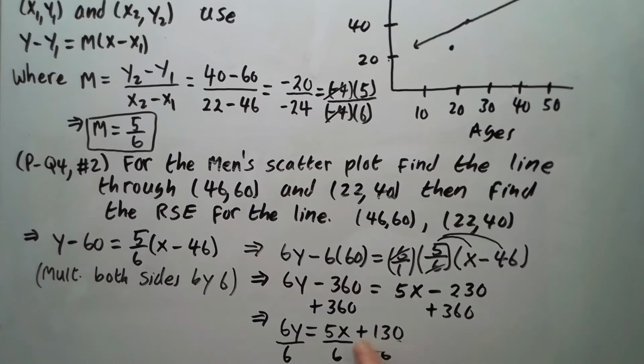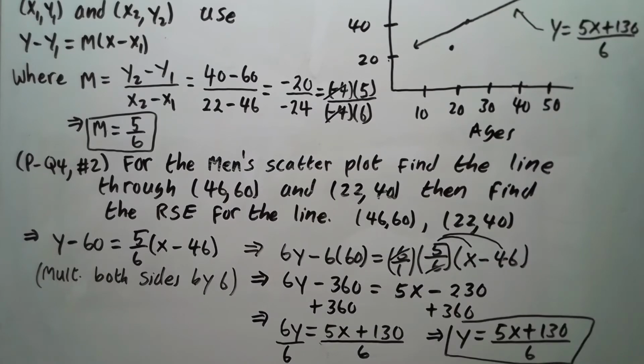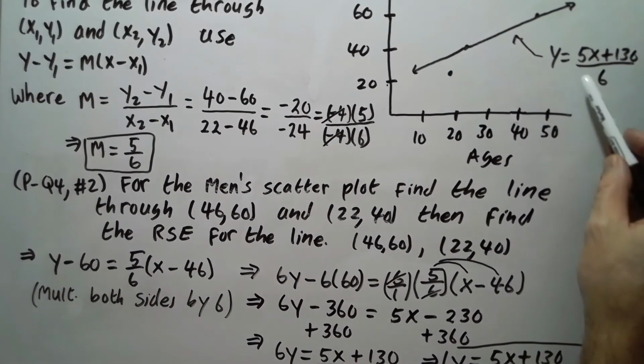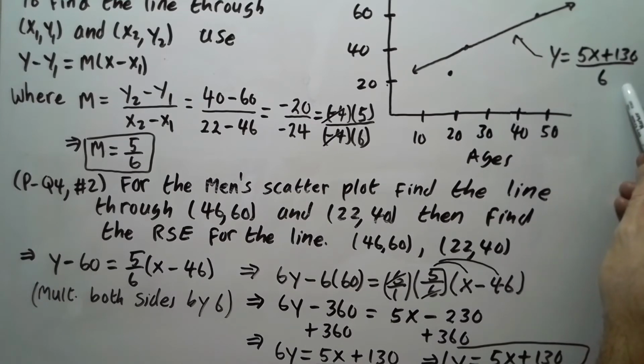Actually, just write it as one fraction here. And this guy, go like this. So doing that, we get then, okay, y equals 5x plus 130 over 6. So that's the equation of this line up here that we're trying to find. So y equals 5x plus 130 over 6.